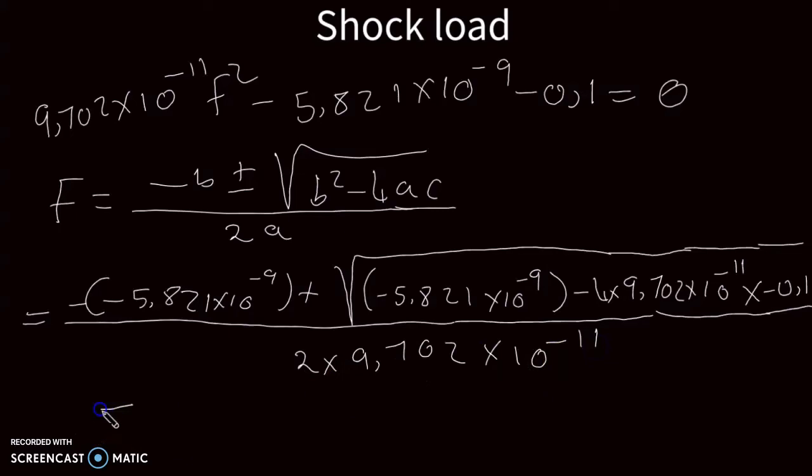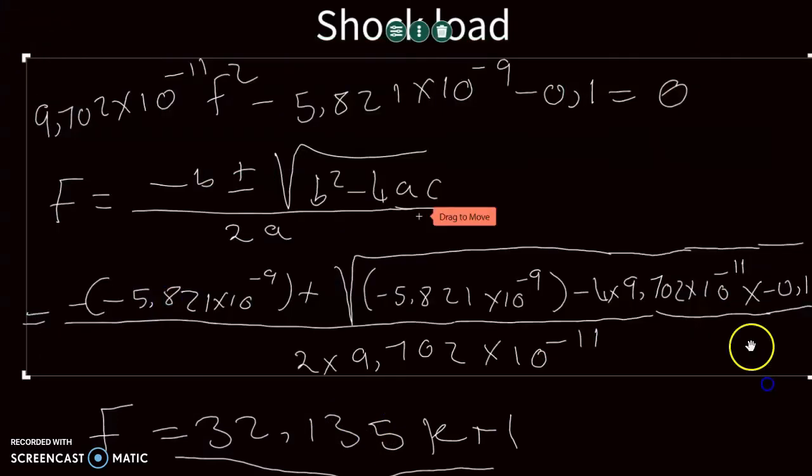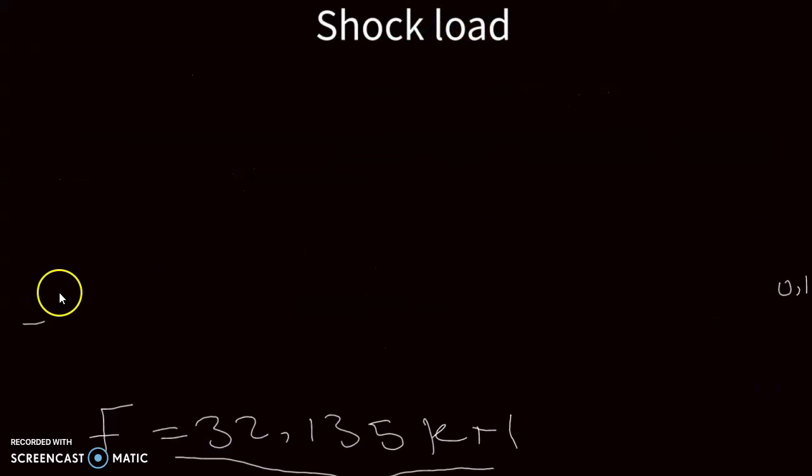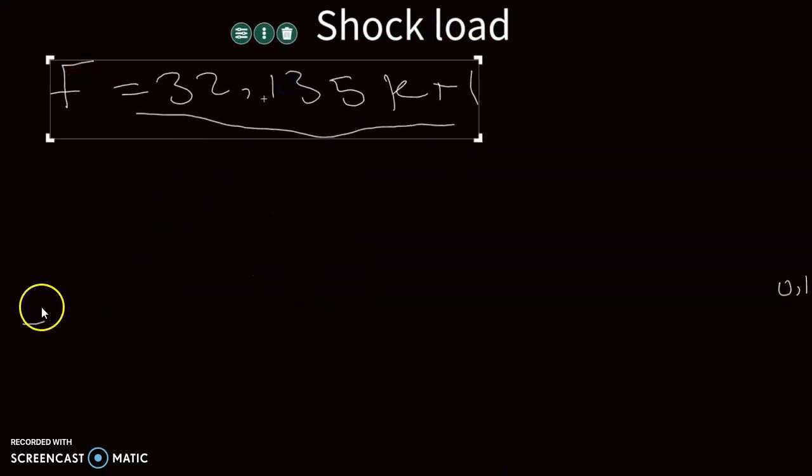And then from here I got my answer as 32.135 kilo Newton. Remember, the force is not what we were asked for. We were asked to calculate the maximum stress in the bar, the instantaneous maximum stress in the bar. Therefore, we have to calculate the stress after getting the force. And then the stress is given by what?